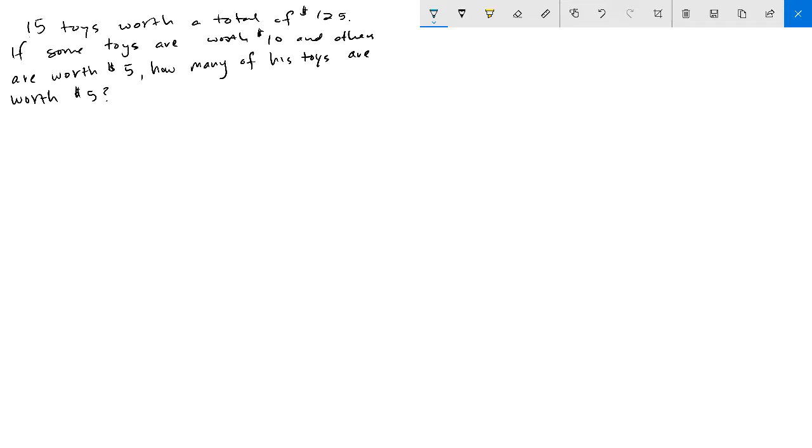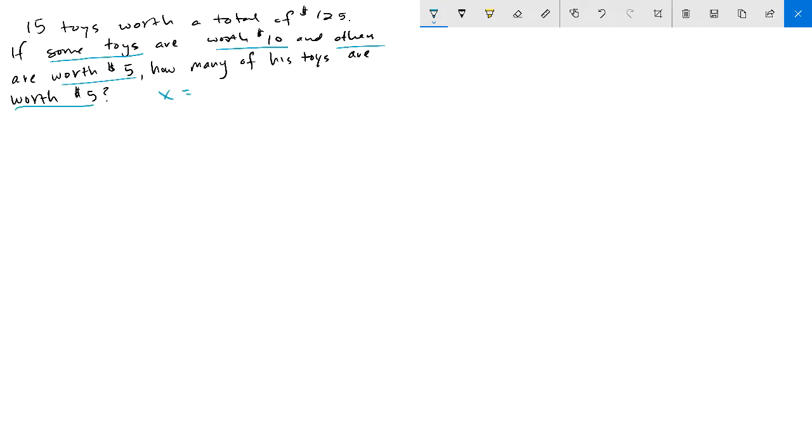So for example, 15 toys and $125, those are constants. We shouldn't try to assign any variables to those values. Those are values that are given to us. What are the variables? Well, it says some toys. That sounds variable. We don't know how many. Some toys are worth $10 and others are worth $5. So we don't know those values. And in fact, that's one of the ones we're solving for, is how many toys are worth $5.